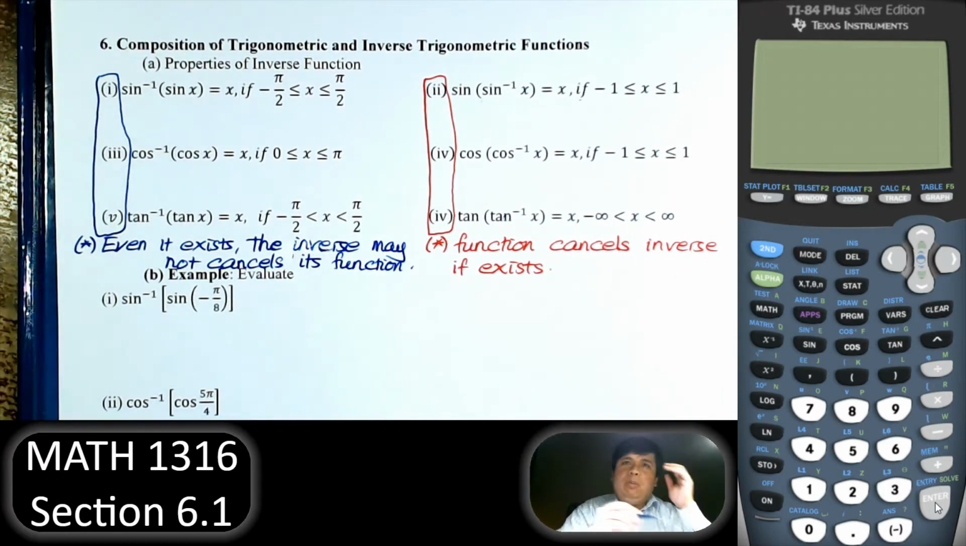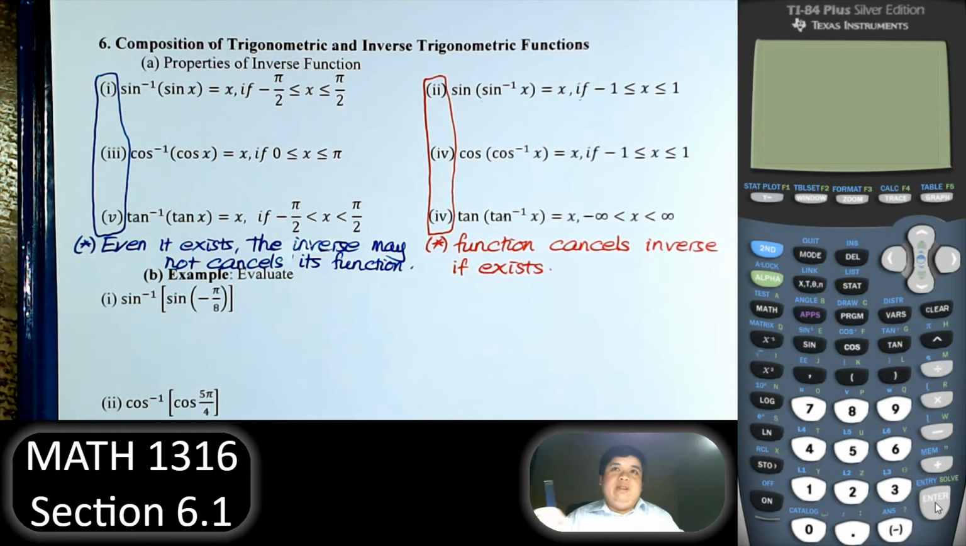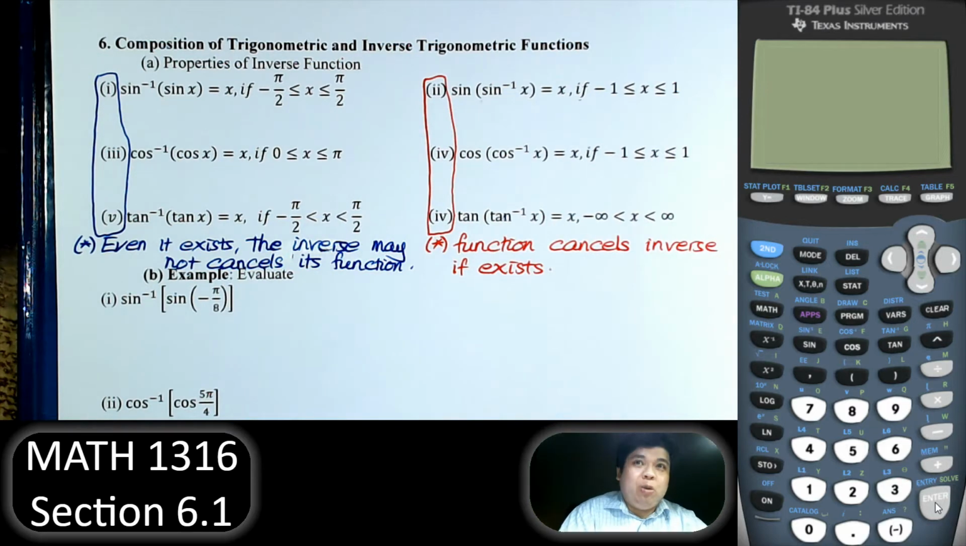Right. So the difference between these two is that the function cancels the inverse if it exists. The other one, the inverse may exist, but it may not cancel. That's the point I'm trying to make.